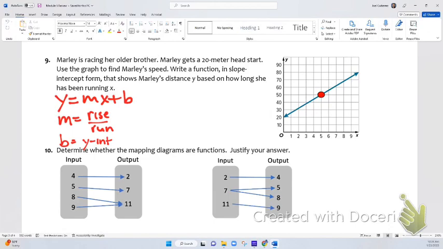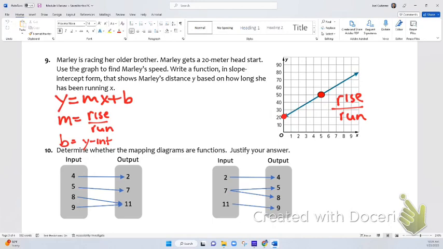So first, let's figure out the rise and the run. You have to choose 2 points. And some of you guys are going to say, but Mr. Gutierrez, there's only 1 point up there. Where's the other point, right? The other point is down here, okay, where the line hits the corner of the box. So now we have 2 points, right?